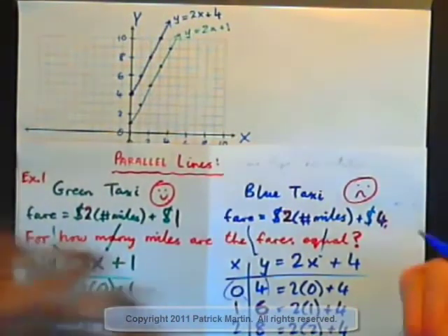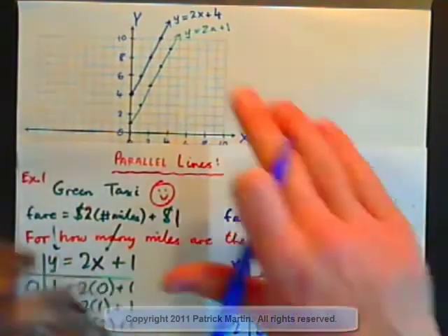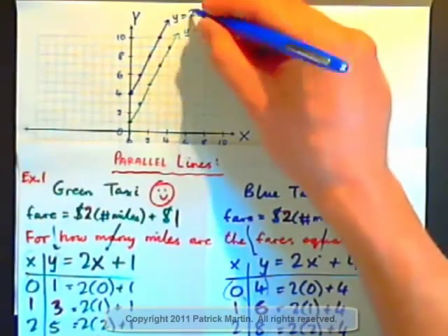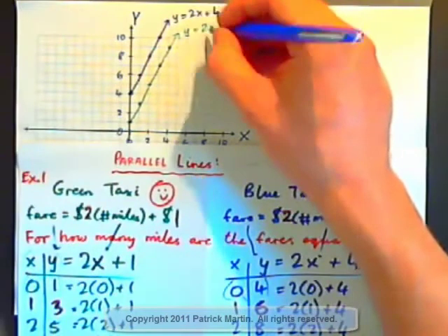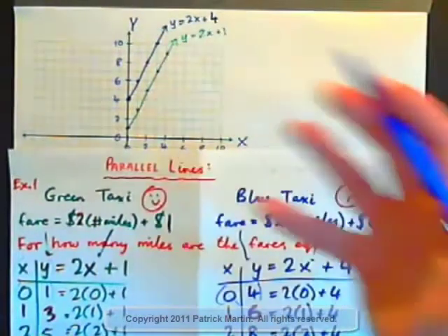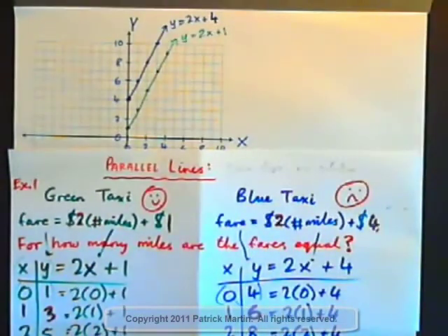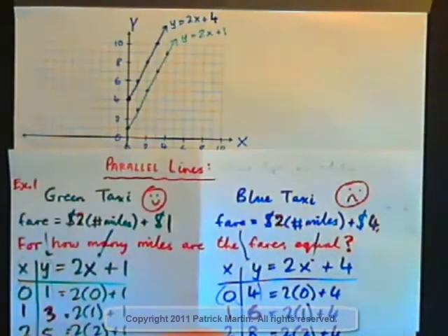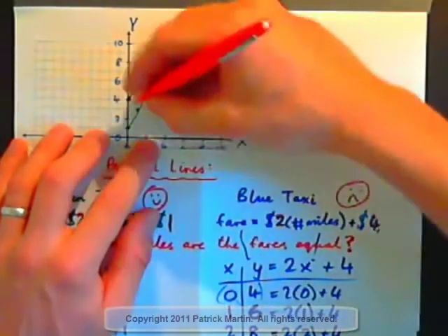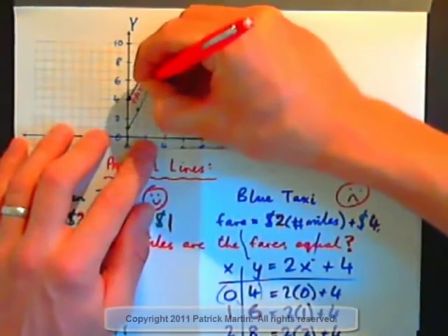Well, there are many ways a taxi can be better, but one way is when the base fee is higher and the cost per mile is the same. And this is one example. In this example, we get parallel lines. The lines are parallel. They're always the same distance apart. They're like railroad tracks, aren't they? So these are parallel lines.